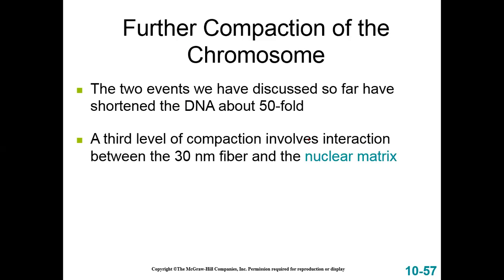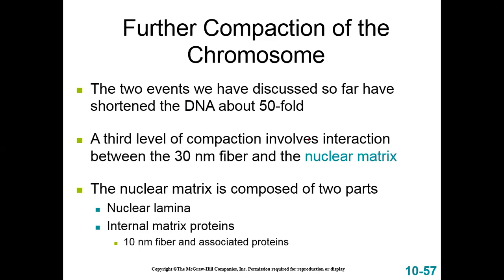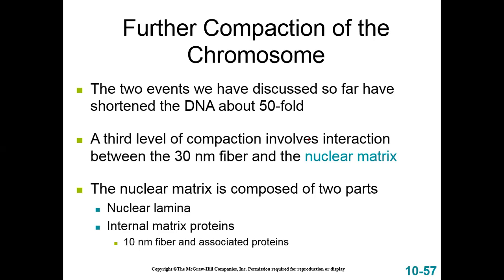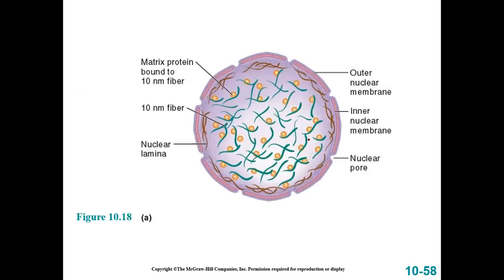A third level of compaction involves interaction between the 30 nanometer fiber and the nuclear matrix. The nuclear matrix is composed of two parts, the nuclear lamina and the internal matrix protein. The 10 nanometer fiber and associated proteins are also involved in this compaction. After this, the cellular proteins will interact with the DNA, with the chromosomes, to make it more compact.